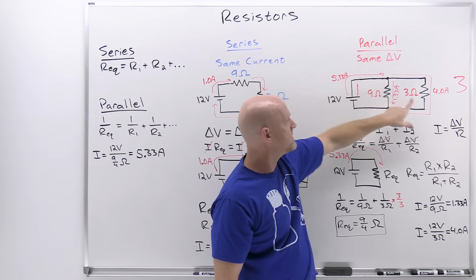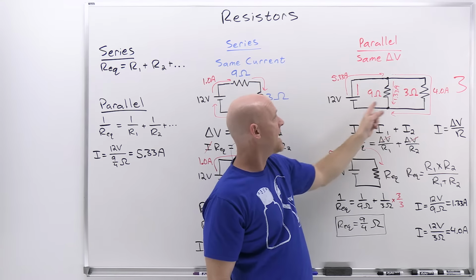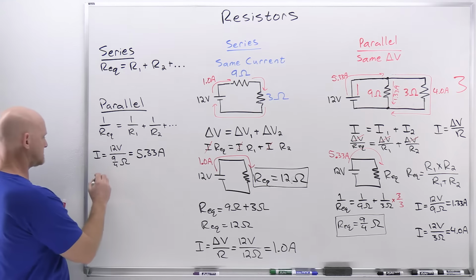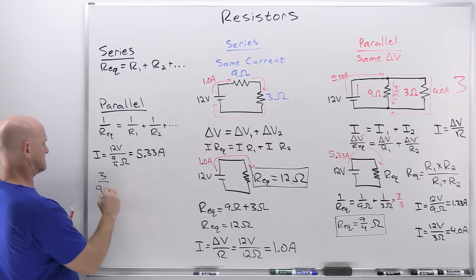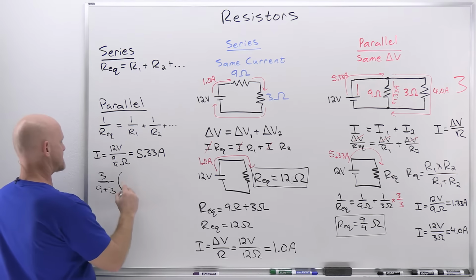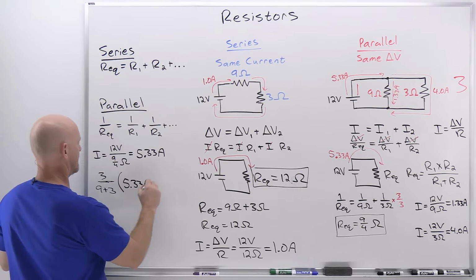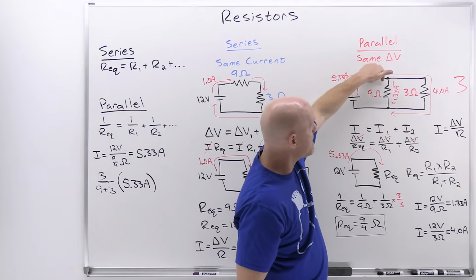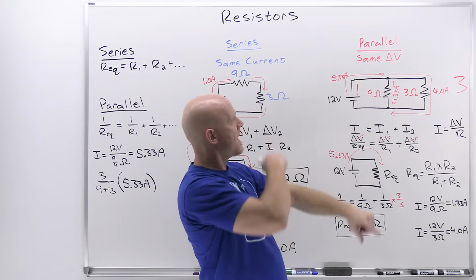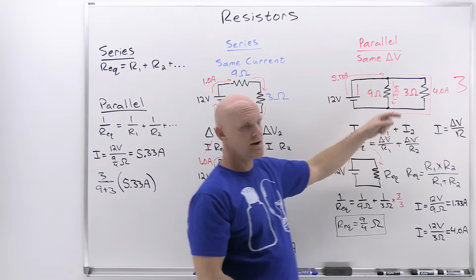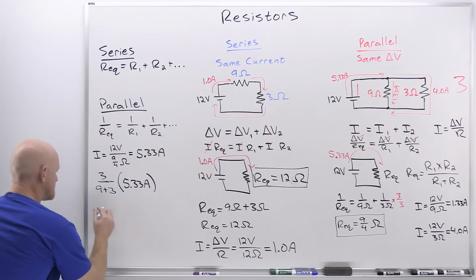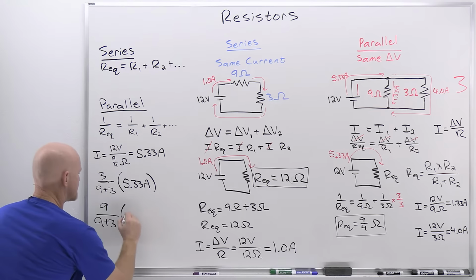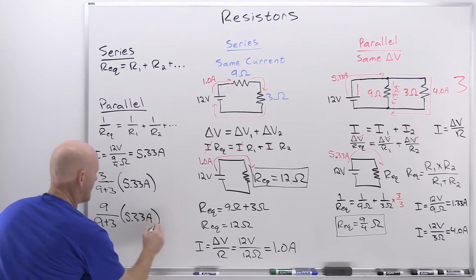you could always just say, for this pathway over here, we're going to use this in the numerator: 3 out of a total of 9 plus 3, times that 5.33 amps. And that's going to be the part that's going through the other side of the circuit. And then to get the opposite one, we'd use 9 out of a total of 9 plus 3, so times that total of 5.33 amps.